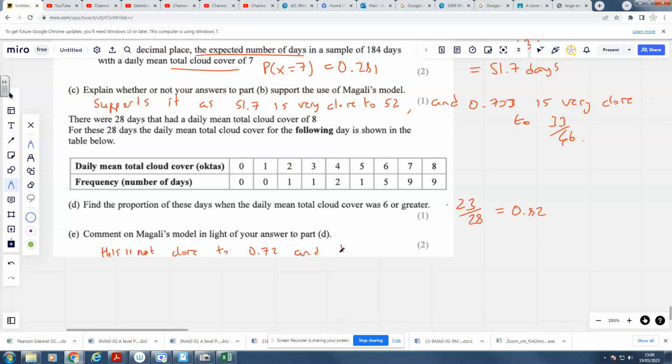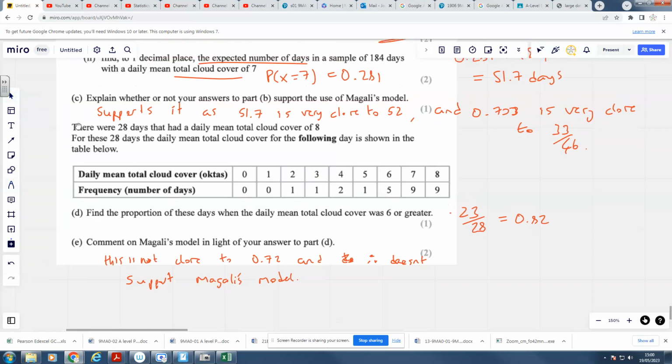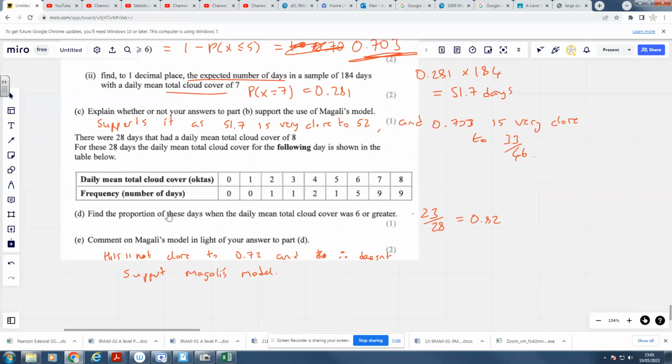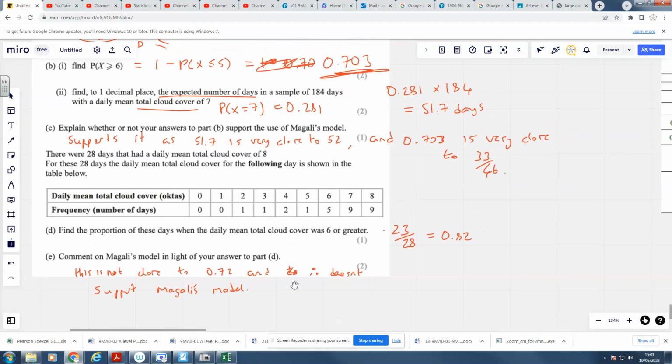It doesn't support Magali's model, because you wouldn't expect those to change. And it's because weather isn't independent, really. It's dependent, as in you've not got truly independent events. What I mean by that is, in a binomial distribution, which is what she's using to model it, you're supposed to have the assumption of independence between each trial. But if it's sunny one day, it's more likely to be sunny the next day. And if it's cloudy one day, it's more likely to be cloudy the next day. And so we would expect that answer.